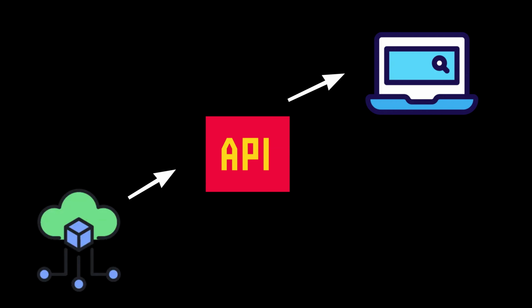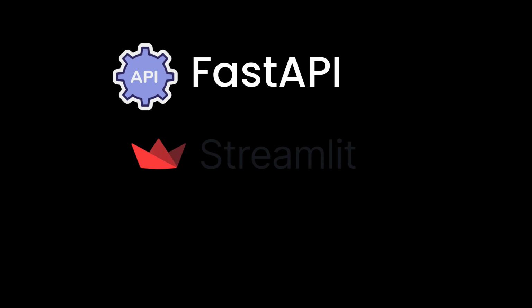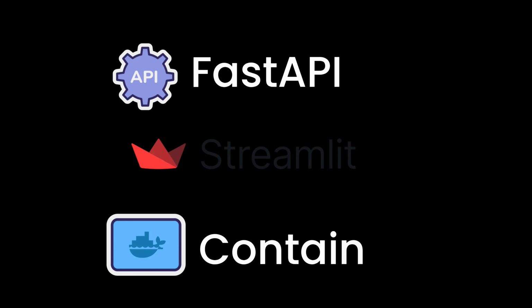You need to know how to serve them. That means wrapping your model in an API, deploying it into the cloud, and making it usable by real people or by other systems. This doesn't mean you have to become a full-stack engineer, but you do need to understand the basics. Know how to build a FastAPI or Streamlit interface. Be able to containerize with Docker and deploy to platforms like Hugging Face or Render.